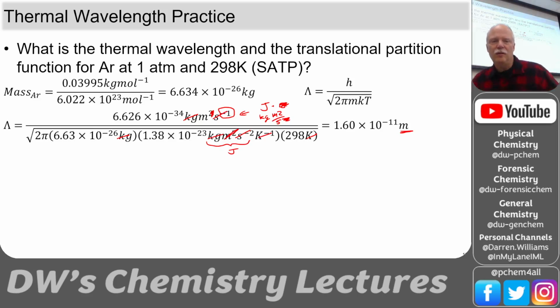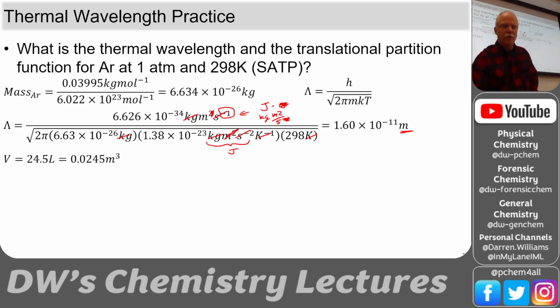So this is really small. At room temperature, argon at 1 atmosphere, the thermal wavelength is 10 to the minus 11 meters. And so think about the partition function. It's the volume of the room divided by this number cubed. So it's going to be huge, a huge number.